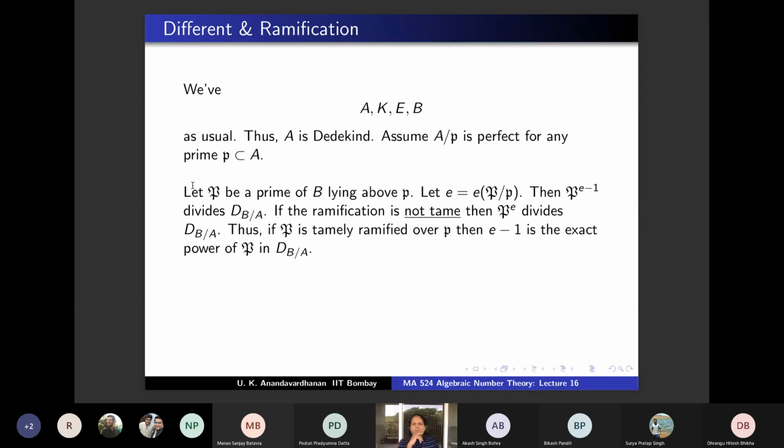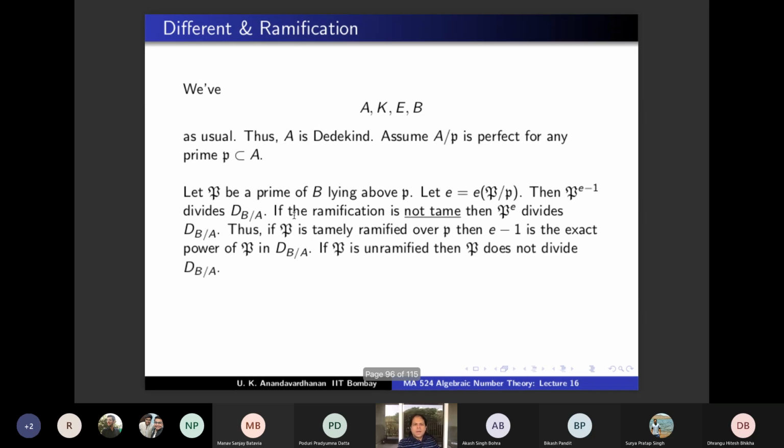And therefore, if P is tamely ramified over p, then e minus 1 is the exact power of P in the different D_{B/A}. That's clear, no? Because always P to the power e minus 1 will divide. If it's not tame, then at least one more P will divide, P to the power e will divide. Therefore, if it is tame, then the exact power which divides is e minus 1.